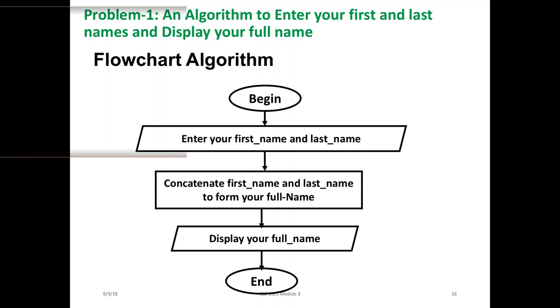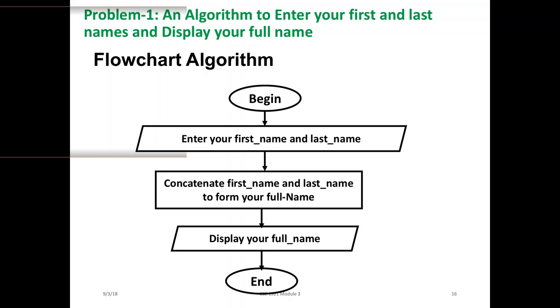So now you understand what an algorithm is. An algorithm is a step-by-step process to solve a problem, right? So what is our problem here, Mahdi? My problem is that I have to enter my first name and last name, and I have to display my full name. Right? This is my problem, and this is the way to solve this problem.